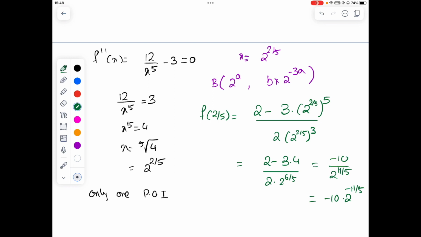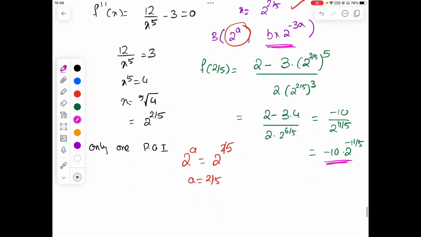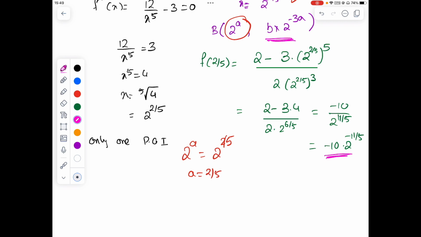This is the value of y, and the x value is 2 power 2 upon 5, but the x value is given as 2 power a. So 2 power a equals 2 power 2 upon 5. So the a value is 2 upon 5. Now compare for the value of b, it is b times 2 power negative 3a. So I want it in the form of negative 3a. So what should I be doing? I cannot multiply over there and keep that as 10, because 11 upon 5 is not a multiple of 3. So what should I be doing?